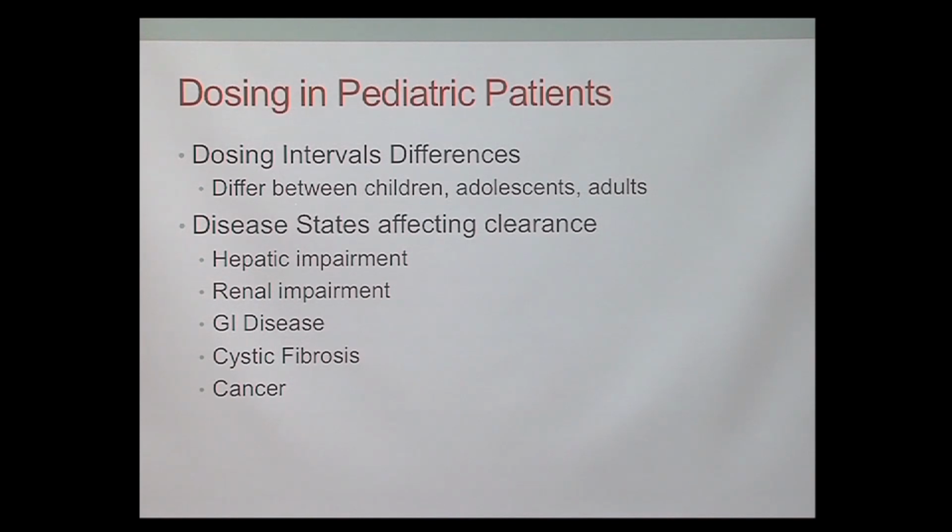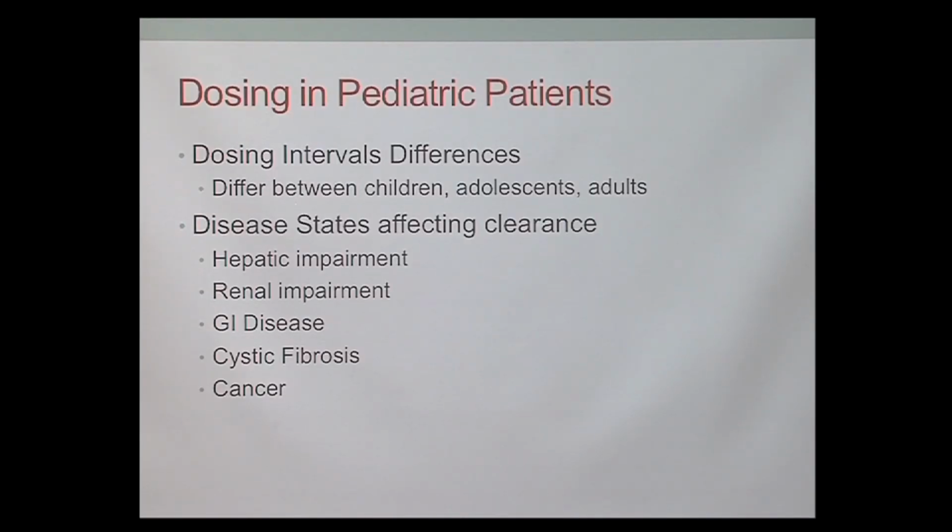Disease states can also affect dosing in pediatric and adolescent patients, including if we look at hepatic or renal impairment. So similar to a neonate who's not able to clear those medicines as fast, if we have an older patient who has a bad liver or a poor kidney, they also can't clear those medicines. So we need to make appropriate dosing adjustments to account for those dysfunctions.